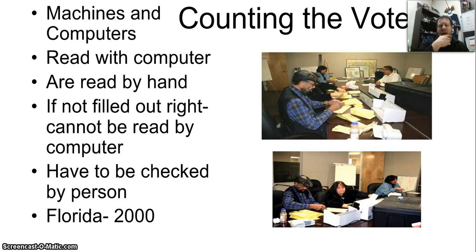Counting the vote is interesting. They have to count the vote usually by a machine. It scans it. They will also check by hand if need be, to make sure all the votes are right, if it's really, really close. The problem is that if a ballot's not filled out right, the computer just kicks it back out. And it happened in Florida in 2000, the whole Al Gore, George W.